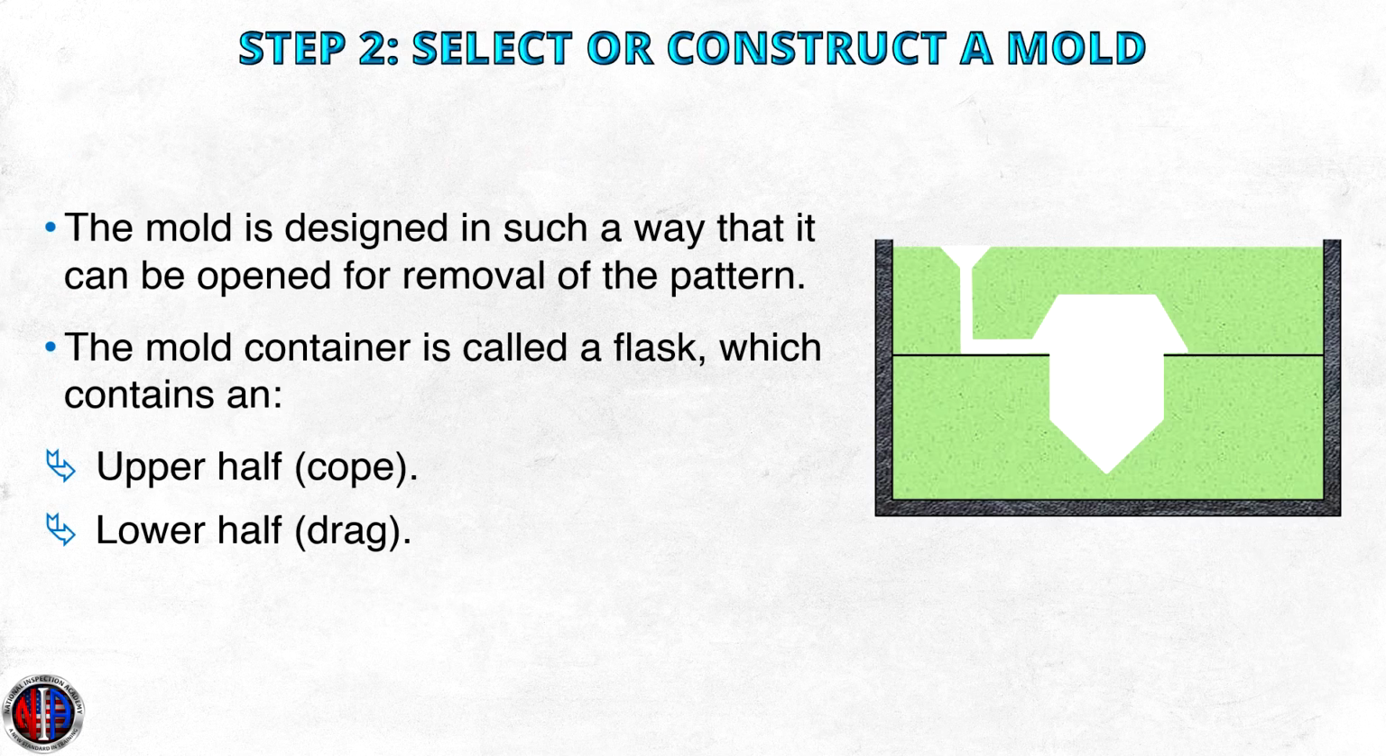The mold is designed in such a way that it can be opened for removal of the pattern. The mold container is called a flask, which contains an upper half, called the cope, and a lower half, called the drag.